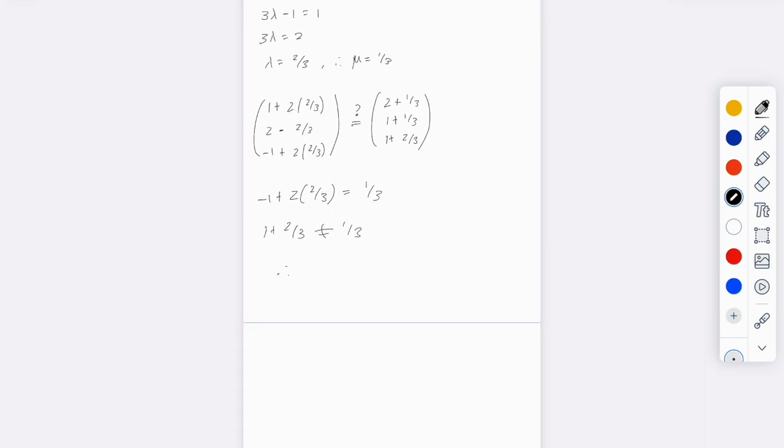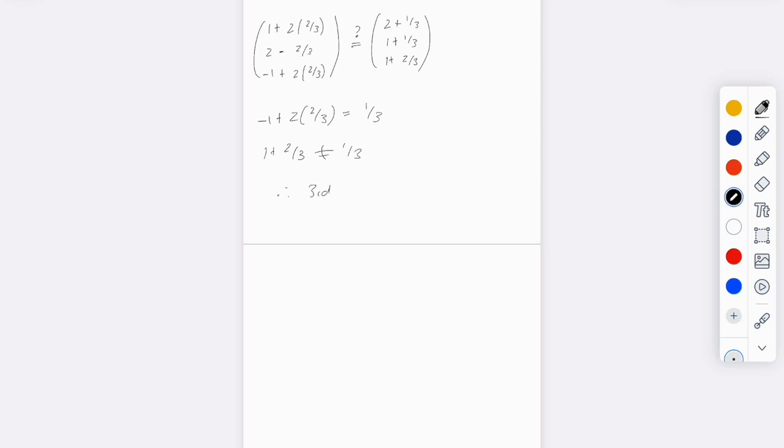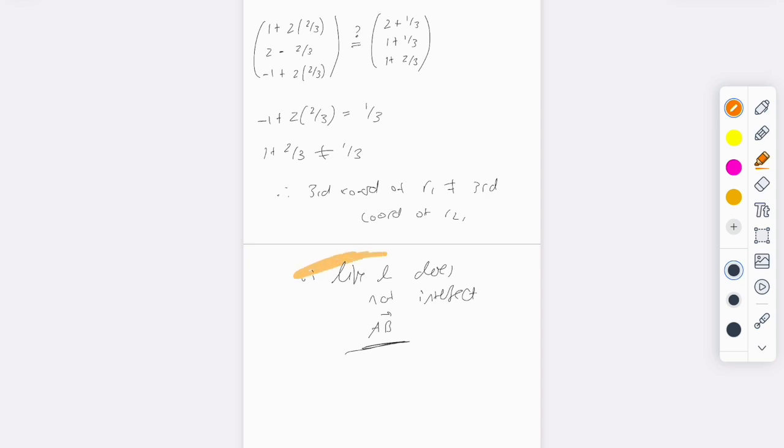Okay, so therefore what we can say is, judging from that, the third coordinate of R1 does not equal the third coordinate of R2. Okay, so therefore line L does not intersect AB. Okay. And that's going to be your final answer, guys.